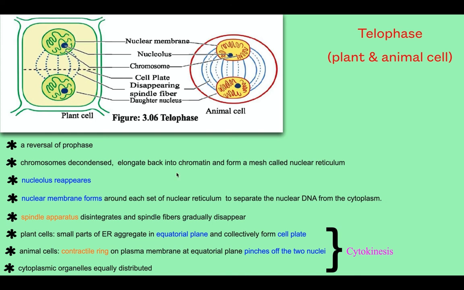And for animal cells, we see that the contractile ring on the plasma membrane moves inside and they pinch off the two nuclei. They equally divide this area in the middle, and this is called cytokinesis. And almost simultaneously, we shall see that other cytoplasmic organelles like mitochondria, or if it is a plant cell, then chloroplast, plastid, etc., will be equally distributed. So this is all about mitosis division.